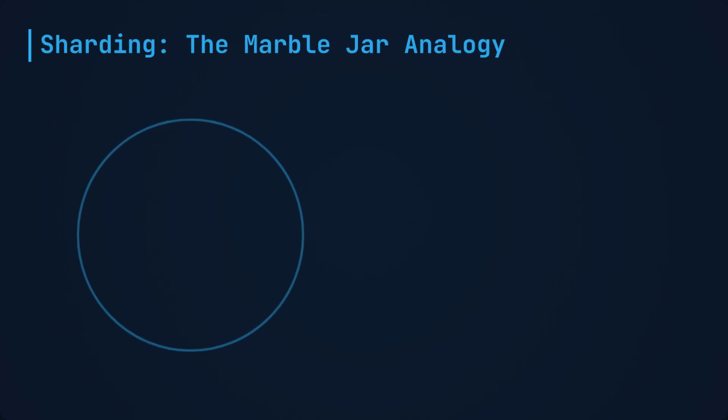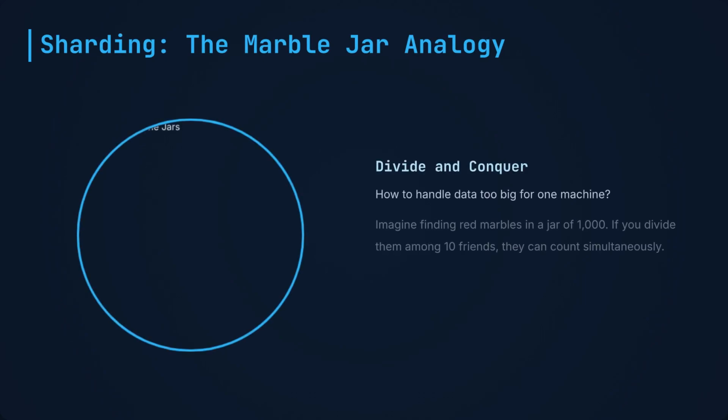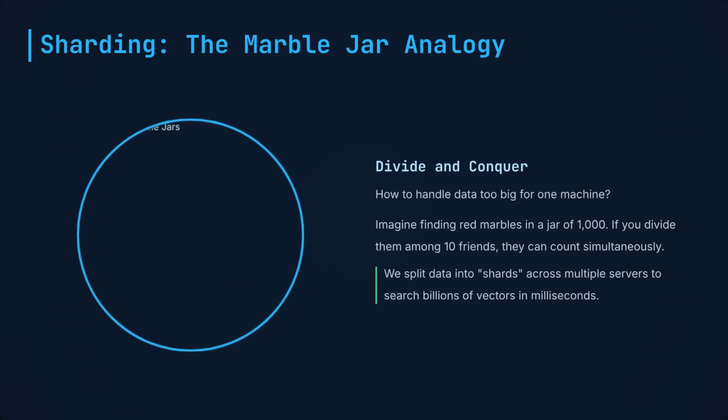To handle massive data, we use sharding. This, quote, divide and conquer approach splits the data across multiple servers, or shards, allowing the database to search billions of vectors simultaneously in milliseconds.